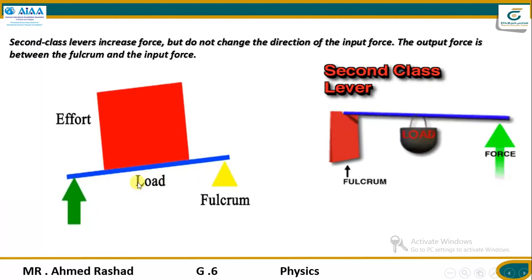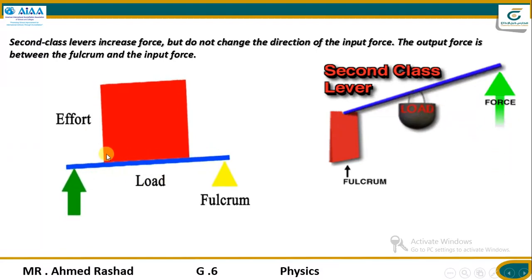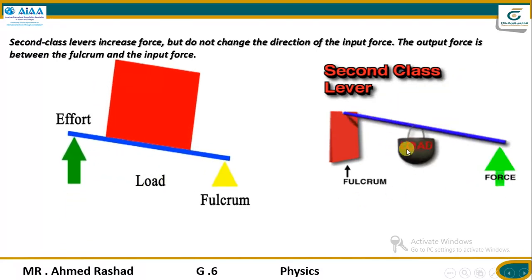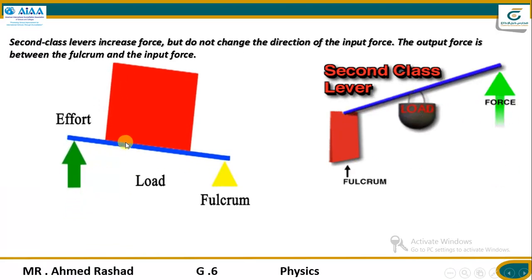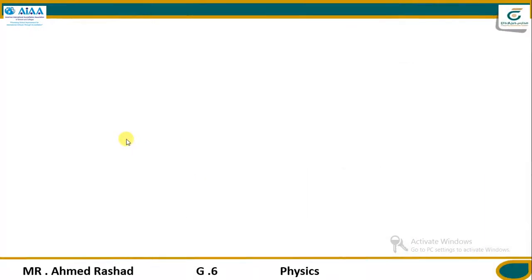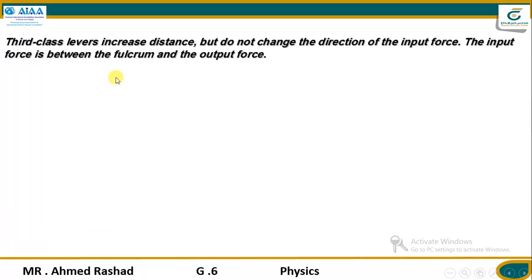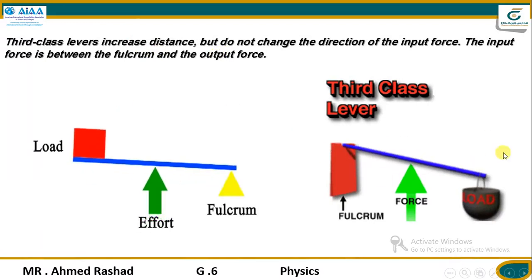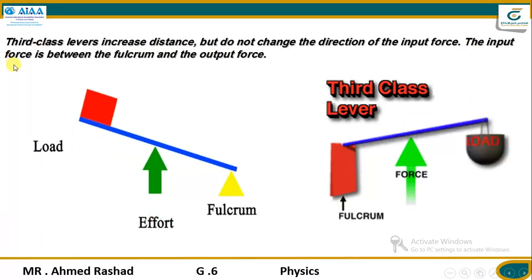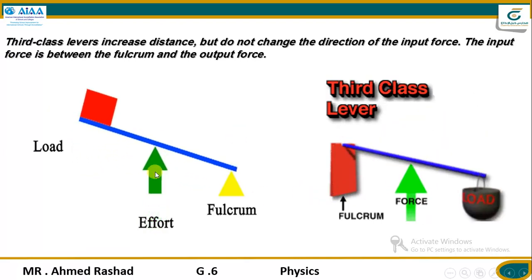This weight is just the load. Now I hope you understand the second class of levers. Now we can talk about the last point in our lesson, the third class of levers, which increases the distance but doesn't change the direction. But here the input force is found between the fulcrum and the output force.